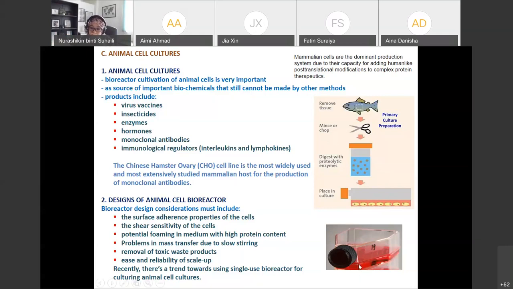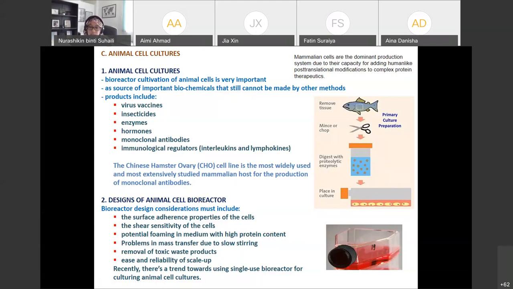This one is a small scale culture, about 100 milliliters. Lab scale is small scale. If you have optimized the cultivation and you want to produce more, you cannot rely on this bottle anymore. You have to think about a bigger platform. That is what we call scale up. Cultivating animal cell cultures in a bottle will not be similar to cultivating a larger volume in the bioreactor. So in a bioreactor, you have to study the platform. You have to study how you want to provide the mixing.